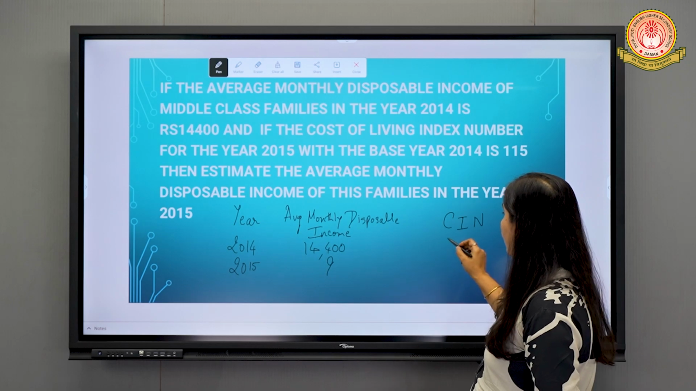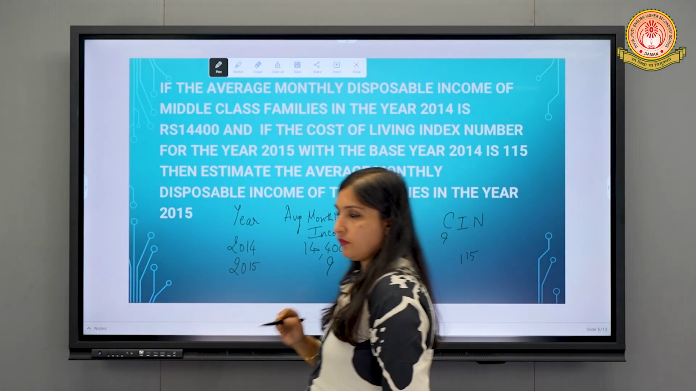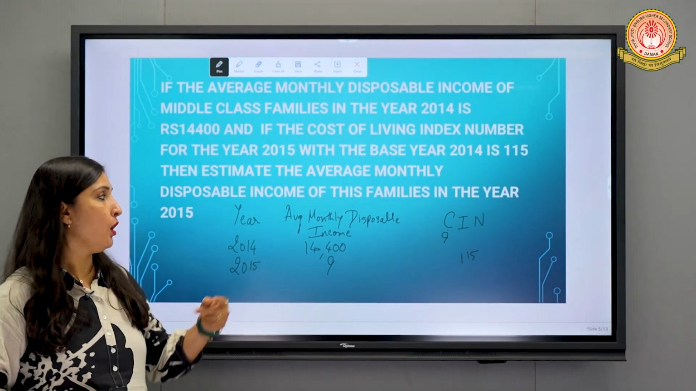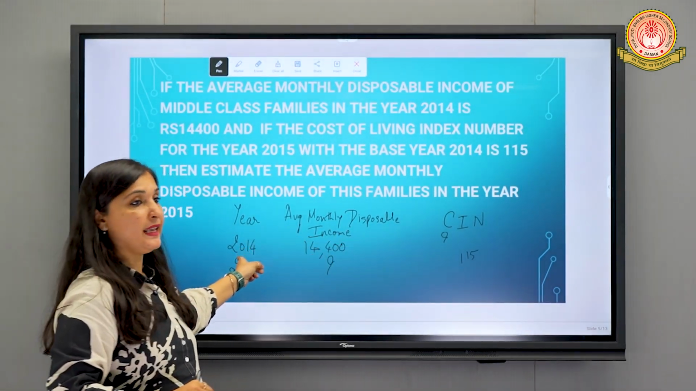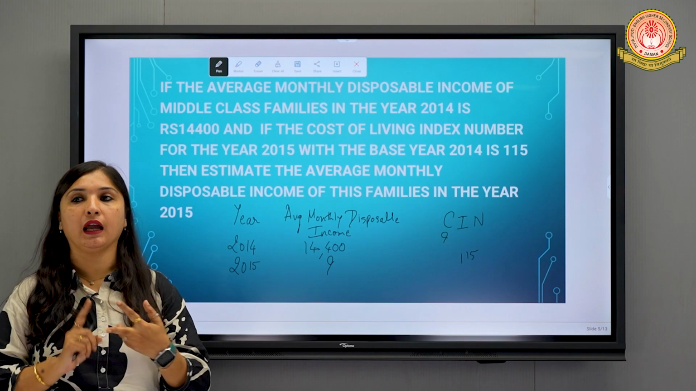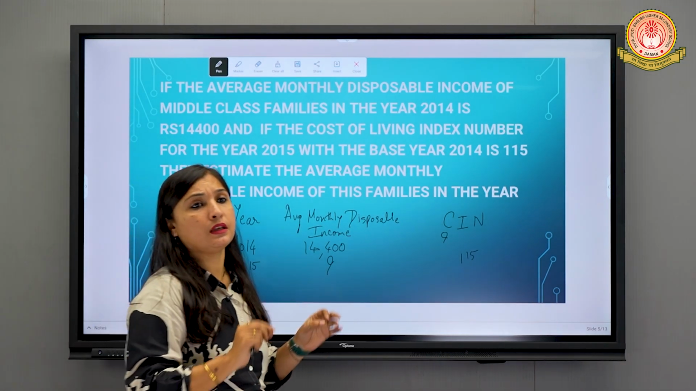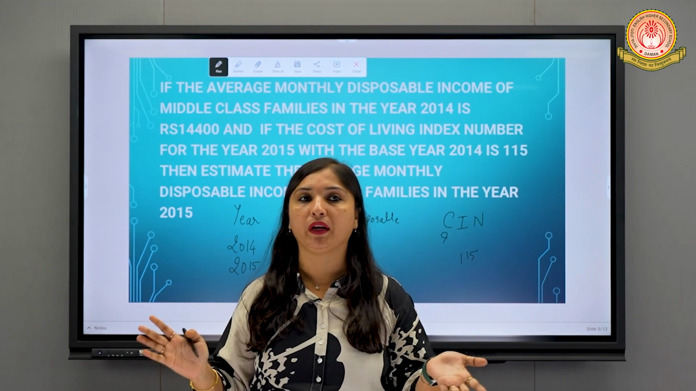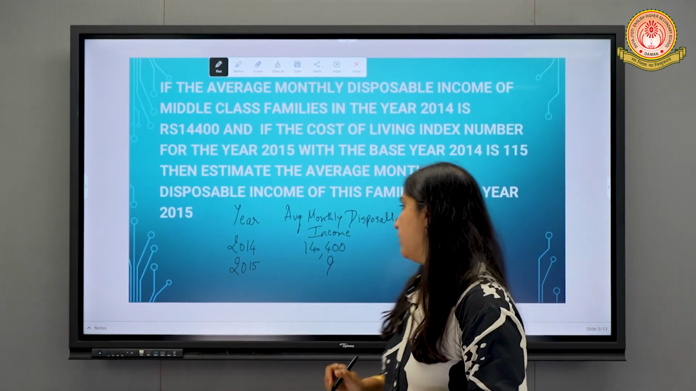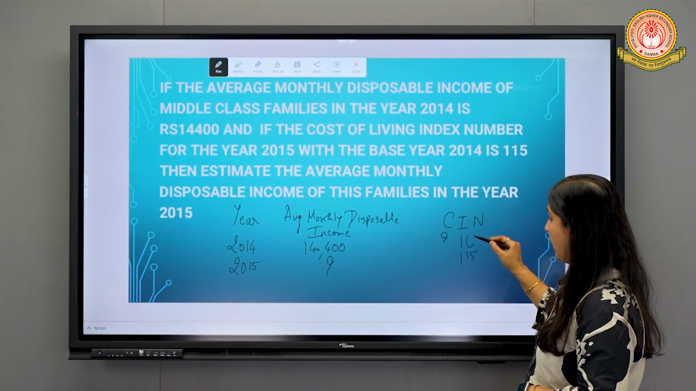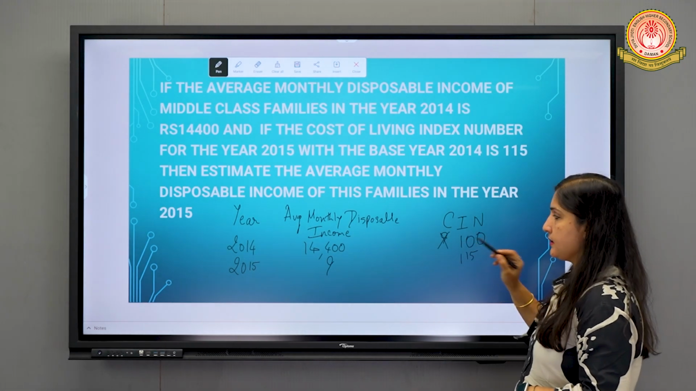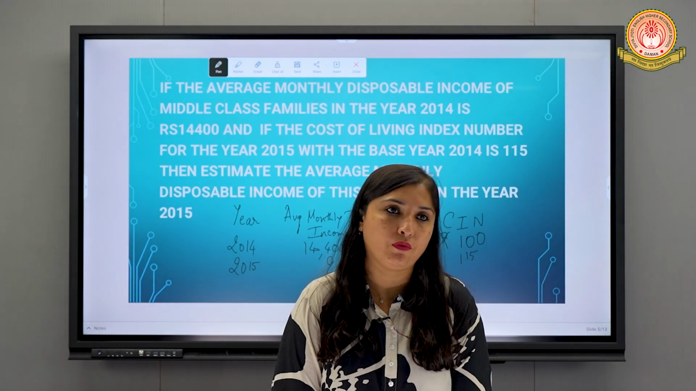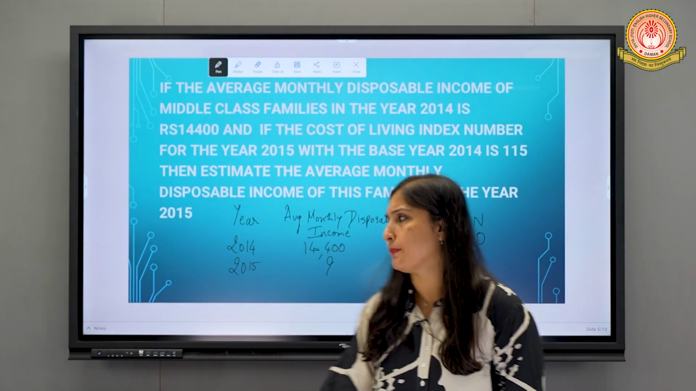Now here there are 2 missing figures. We don't have the cost of living index for the base year 2014, and I have repeated it so many times. If the base year index number is not given, what do we take? 100. Very good, very smart. We have to take 100 as the base year. Now 3 data are given to you. Only one data has to be found. Simple trick, just cross multiply.